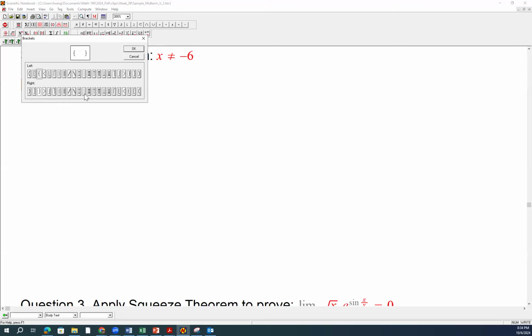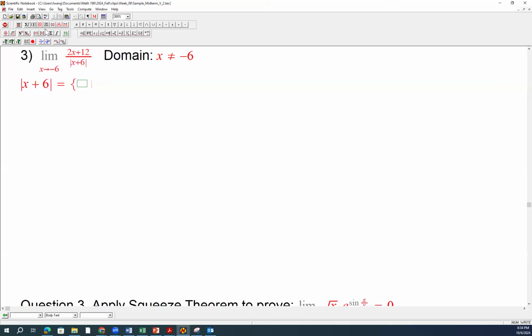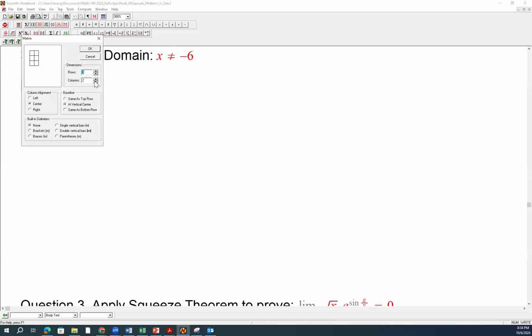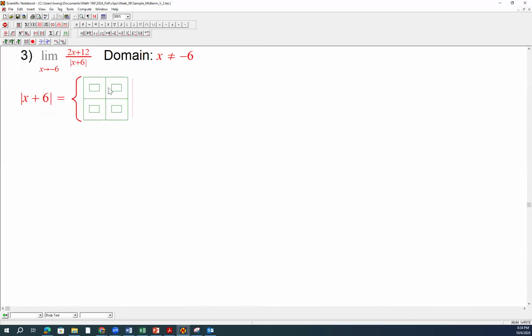All right, two pieces like this. When x plus 6 is positive, right? If it is positive, then the absolute value of a positive number is the same as the number.